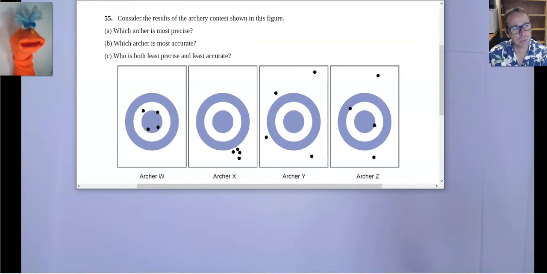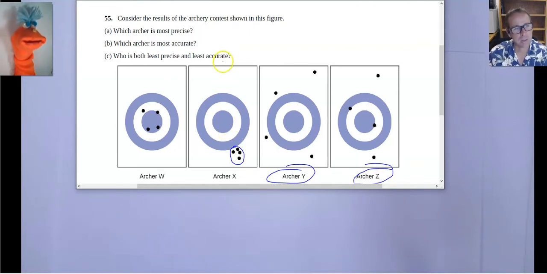Does precise mean in the middle, or is it either W or X? All right. So, precise, I remember, sounds like pretty. And it's pretty when it's all clustered. It looks sloppy when it's all over the place, like Y and Z, right? Those are sloppy. But X is nice and pretty. It's all precise in one location. Okay, so X is most precise.